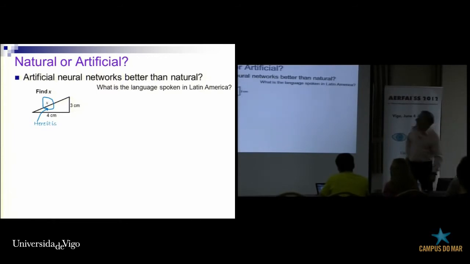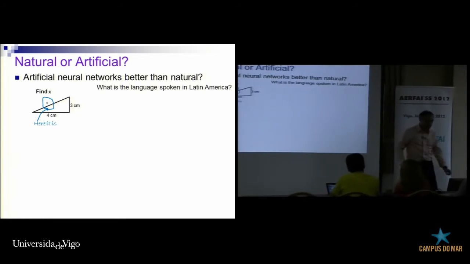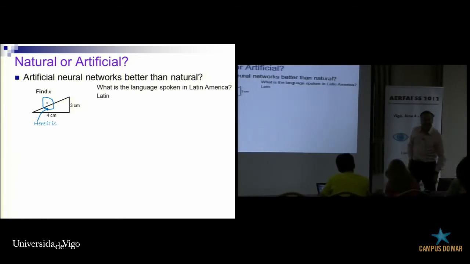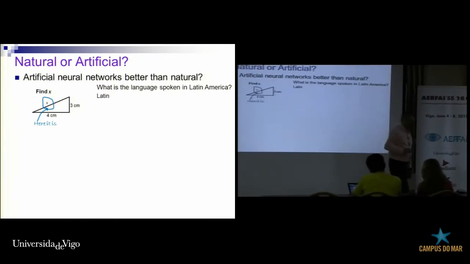Here's another example. What is the language spoken in Latin America? Any guess of a popular answer? Yes. So I could imagine that artificial neural networks might be better than natural, at least in some cases.